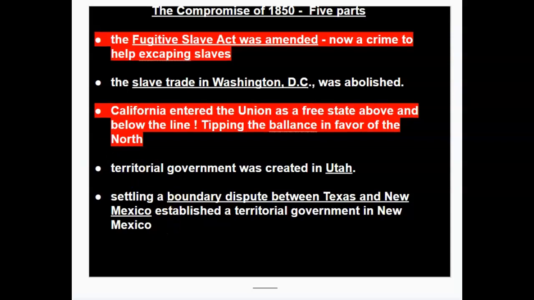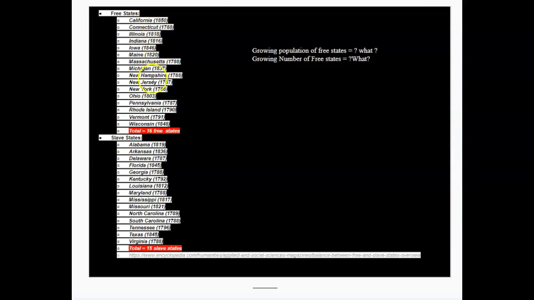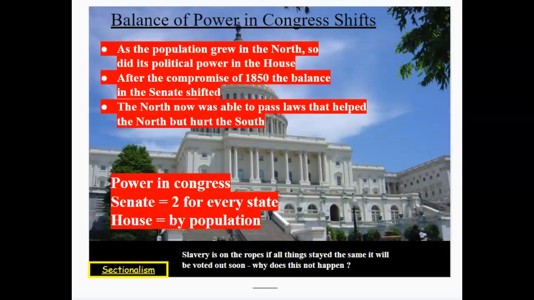All right, now what does this do? Why does this move us further towards the Civil War? Right here, all of these are the states that are free. There are 16 of them. All of these are the states that are slave states. There are 15. That's the balance in favor of free states. So guess what's going to happen in Congress? But it doesn't quite yet. So the balance of power is shifting, but it's not done. This describes how Congress works and can help you understand what's going on there.